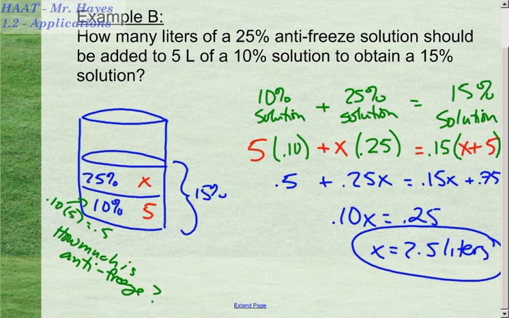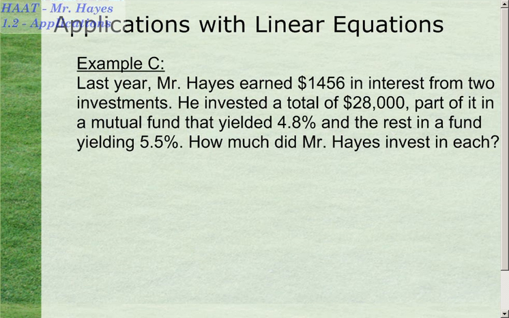Now, some people would say, well, you could just kind of guess and check this, because if I added 5 liters to the 25% solution, the average would be 17.5%, and you could kind of work your way back. And the answer is, yeah, you're right. But again, depending upon how you set up stuff, that may or may not give you the right answer quickly. So, last question, last example.